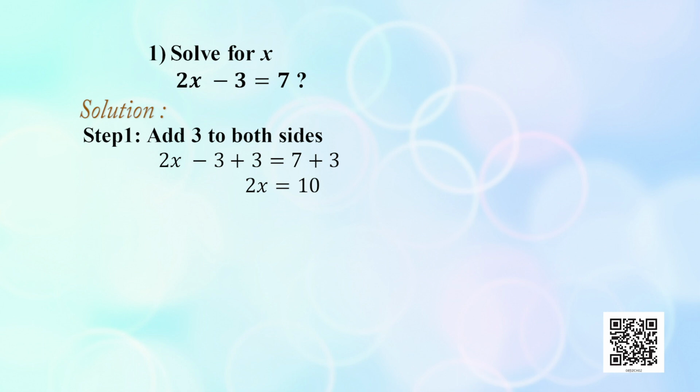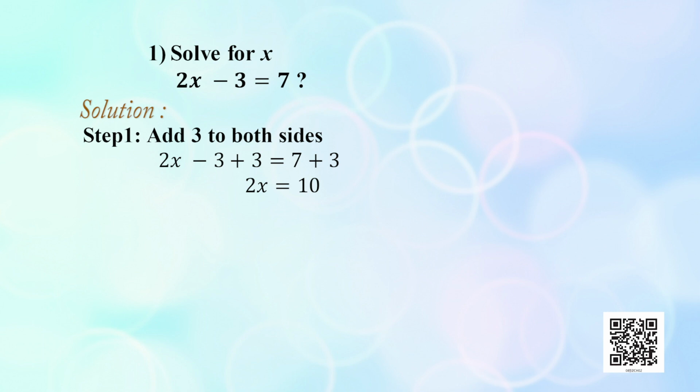So, now if you add 3 on both sides, the left hand side becomes 2x - 3 + 3, the right hand side becomes 7 + 3. Minus 3 plus 3 gets cancelled, we are left with 2x = 7 + 3, that means 10.